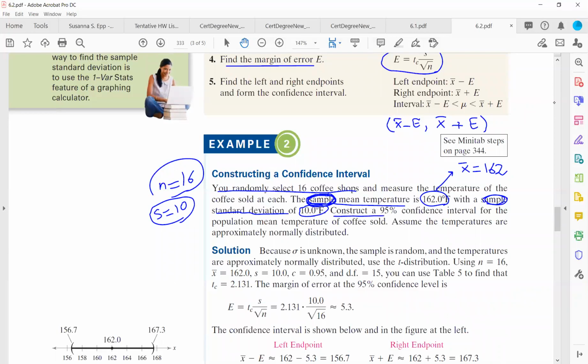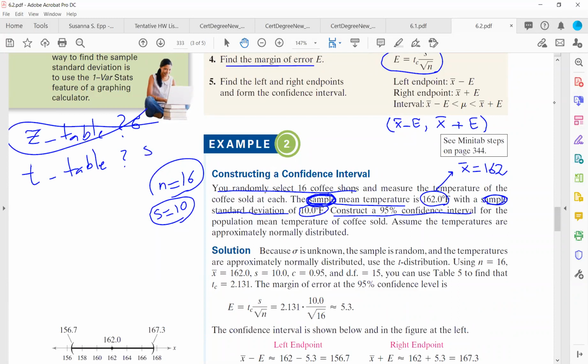Construct a 95% confidence interval. Very well. Are we going to use Z-table or T-table? We use Z-table if we have sigma. Since sigma is not given, you cannot use your Z. S is given, sample standard deviation is given, so we're going to use T-table. Very well.